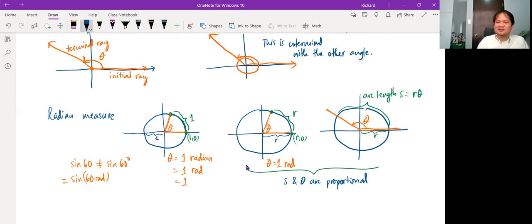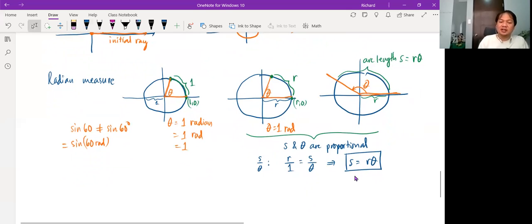All right. So here we have S and theta. In the middle figure, the arc length is R, and then the radian measure is 1. So in general, if the arc length is S and the measure of the angle is theta, from here is where you get the formula S is equal to R times theta.